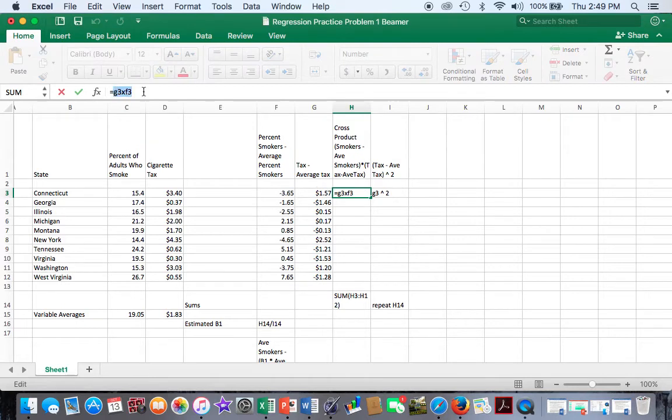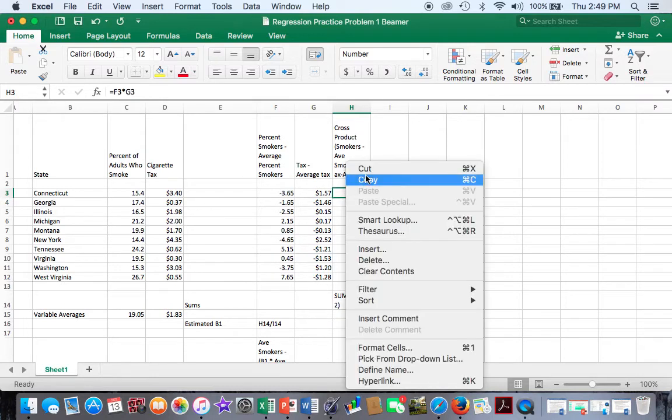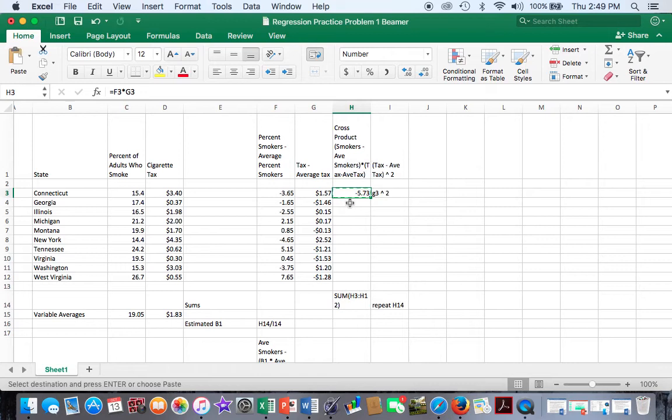Let's just try it again. Equals F3 times G3. Okay, that time it worked, and it gave us $5.73. And so now if you do the copy and paste, whoops.